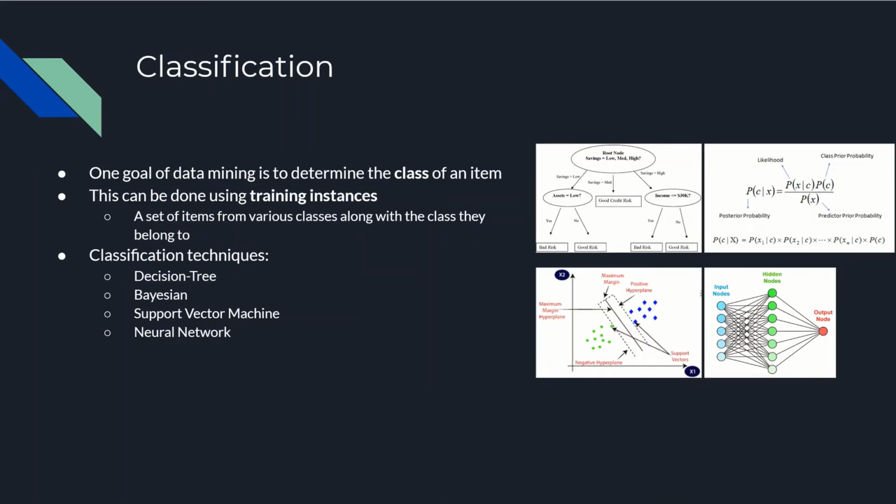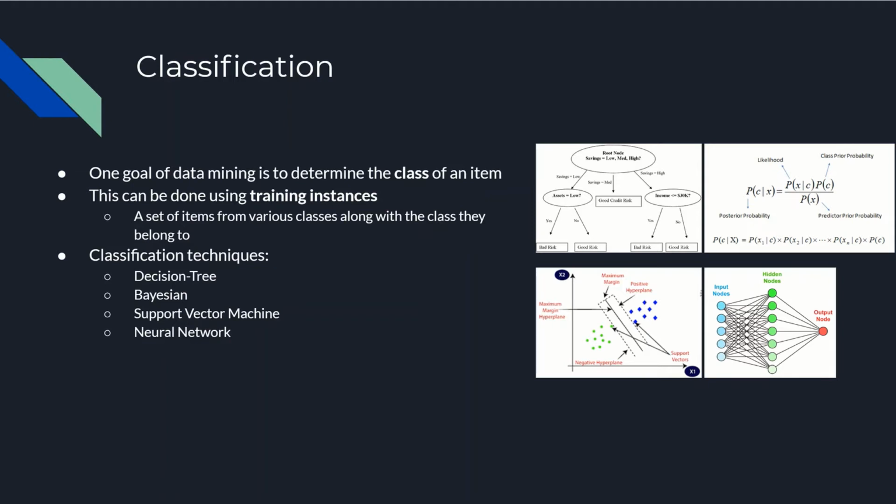So classification is an important aspect of data mining. One goal of data mining is to determine the class of an item. Once the data is analyzed, each item should be classified. Classifying is easy for the human mind, but automating the process is kind of tricky. In order for a system to classify items, it must identify correlations between attributes within each class. This can be done using training instances, and training instances are just a set of items from various classes along with the class they belong to. So the items will be labeled by humans with the class that they belong to in order to train the system.